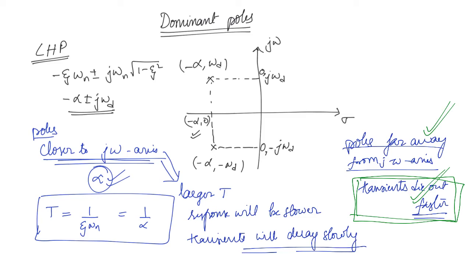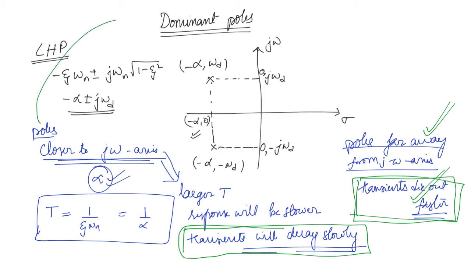But the poles which are closer to the j omega axis, since they decay slowly, will need to be analyzed. These transients need to be analyzed because they exist for a longer duration of time. So the poles closer to the j omega axis we call dominant poles, because they are important to analyze the performance of the system. Now we have seen that closer and far away from the j omega axis makes a difference. But how close or how far from the j omega axis?